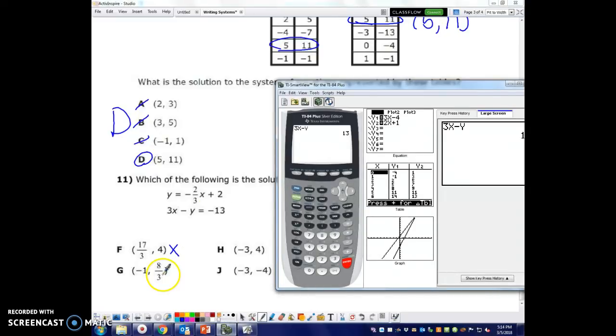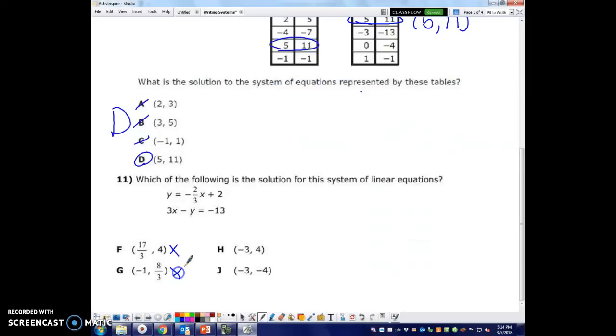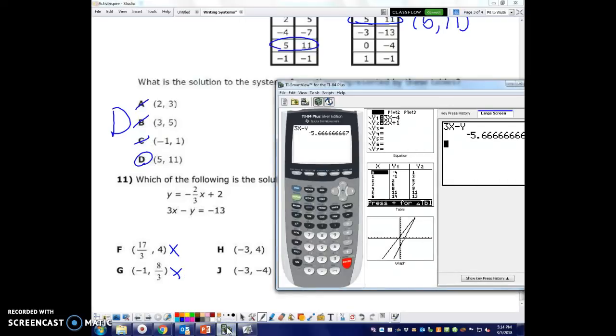We're going to do it again with these. So negative 1, store, alpha x and 8 over 3, store, alpha y. We're going to do it again. 3 alpha x minus alpha y. Is that negative 13? Nope. Let's try the next one.